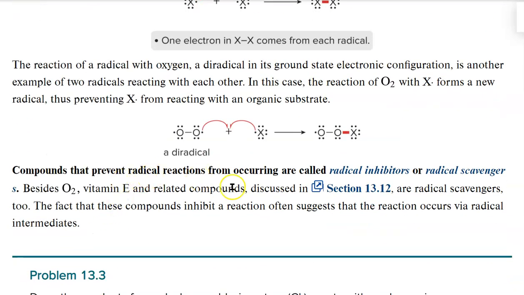Compounds that prevent radical reactions are called radical inhibitors or radical scavengers. So oxygen can do this, so can vitamin E, and we'll see some more things closely related to that later in the chapter that work as radical scavengers. And also, there's another little hint: if radical scavengers prevent a particular reaction, that's a good indication that that reaction was a radical reaction.